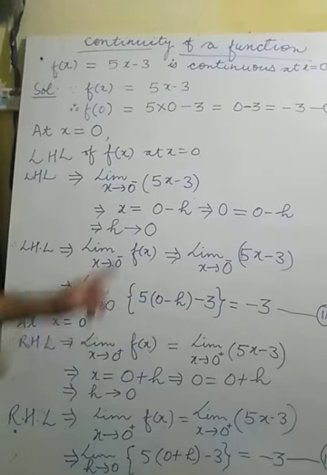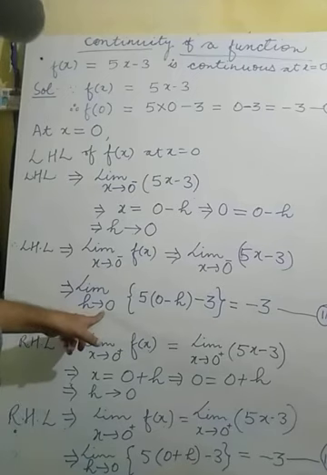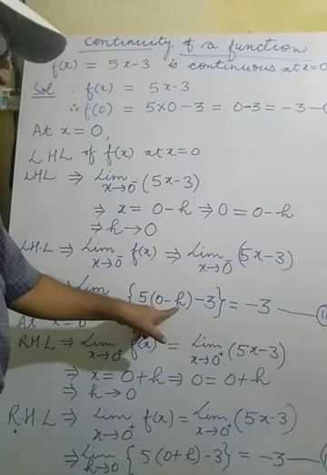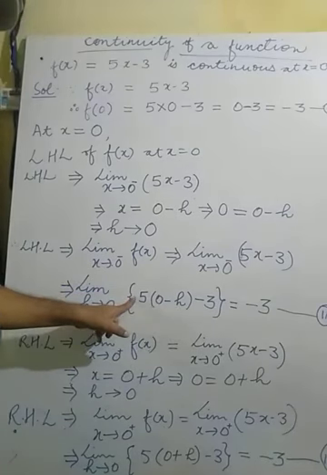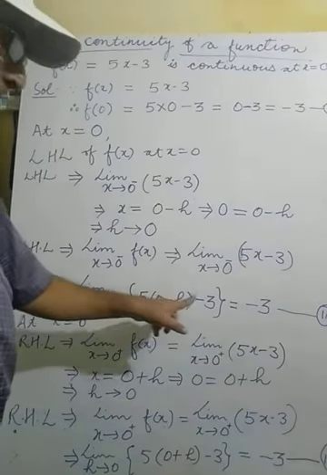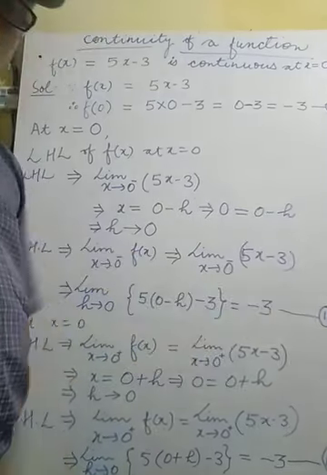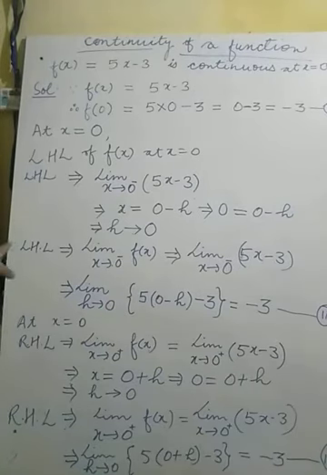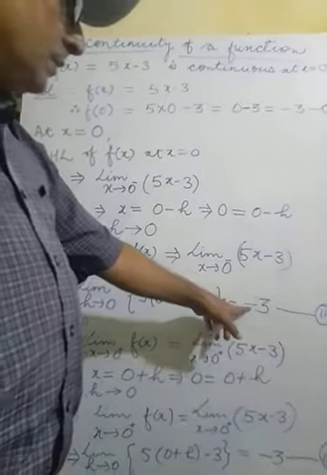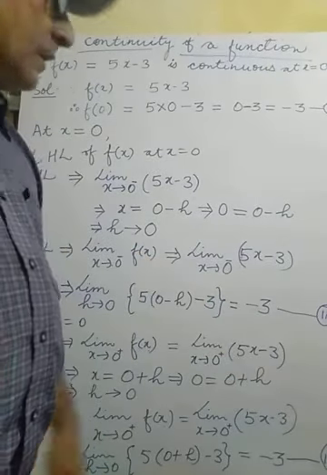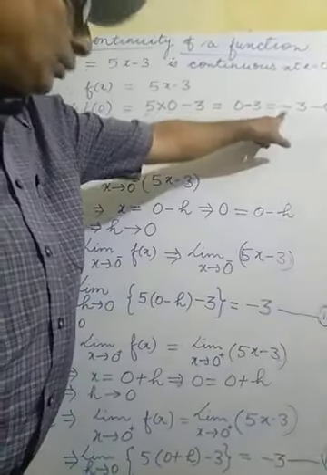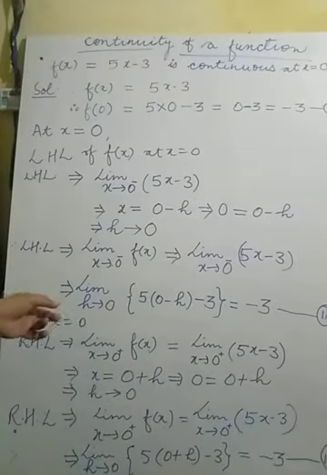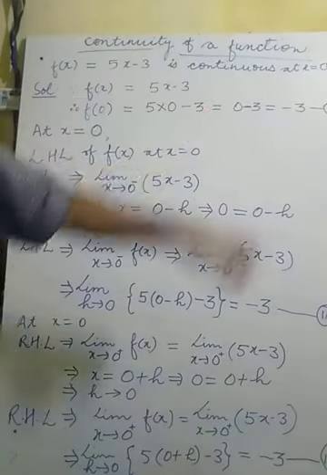Now h extends to 0. So here we have to put in the place of h what? 0, because it is extending to 0. So 0 minus this one also 0. So 0 minus 0, 0. 0 multiplied by 5, that is 0, and minus 3, and that is equal to minus 3. It means we have calculated the value of the left hand limit, and what value is there? It is minus 3. What is the value of the function at 0? It is minus 3. Both the values are the same here. Left hand limit as well as the value of the function is equal to minus 3.